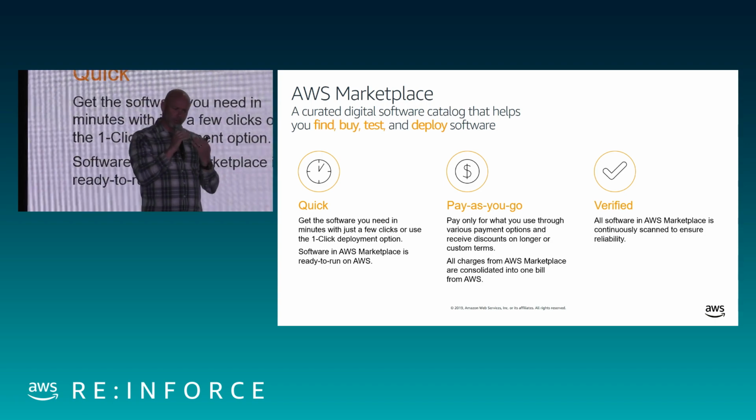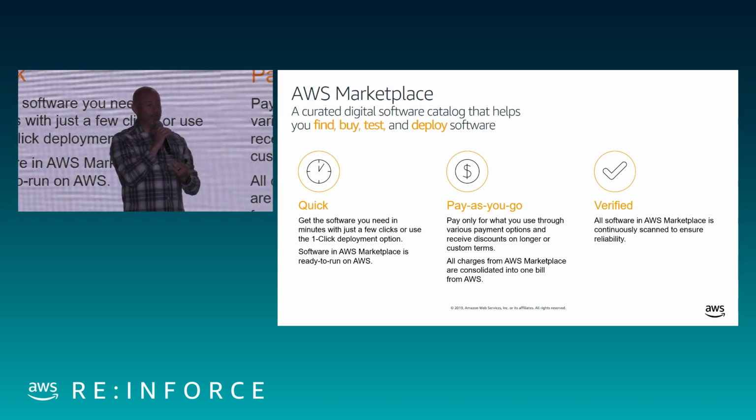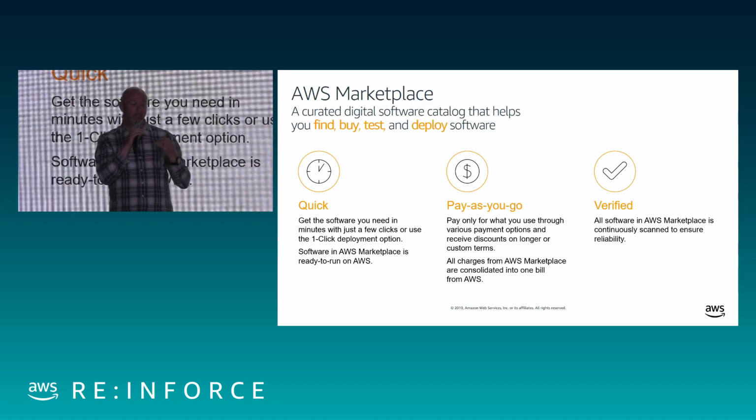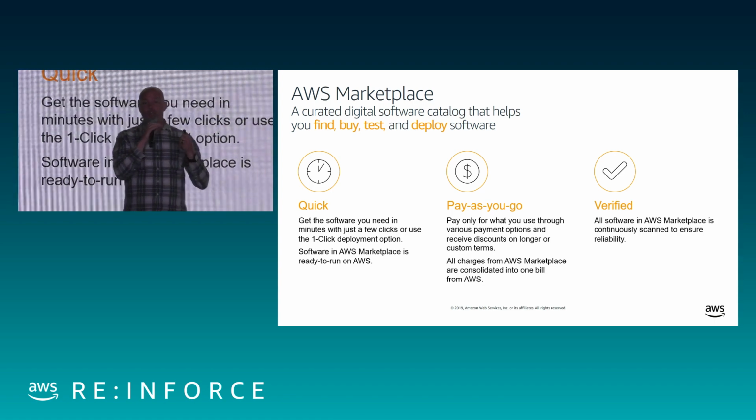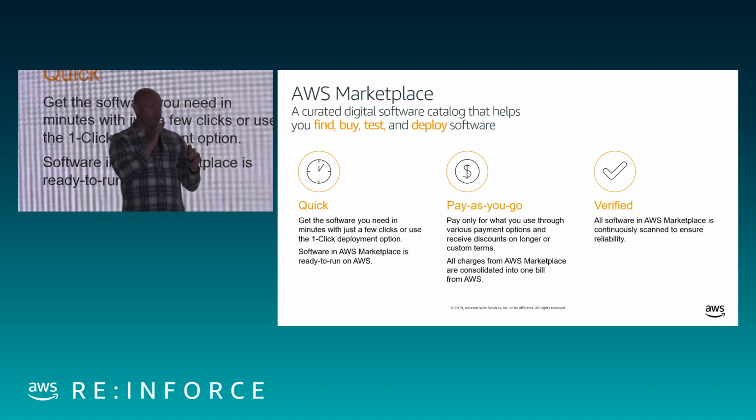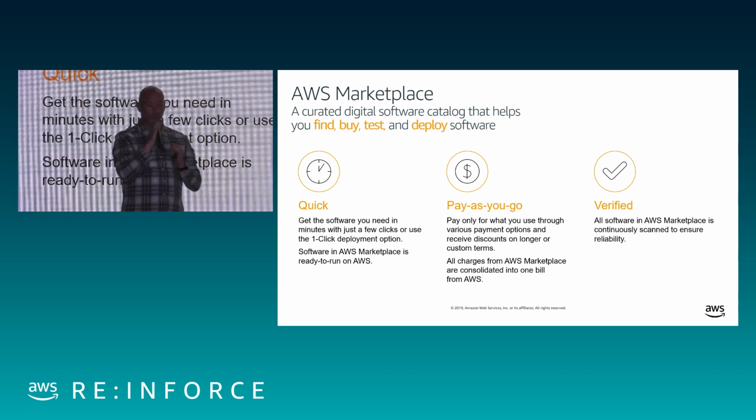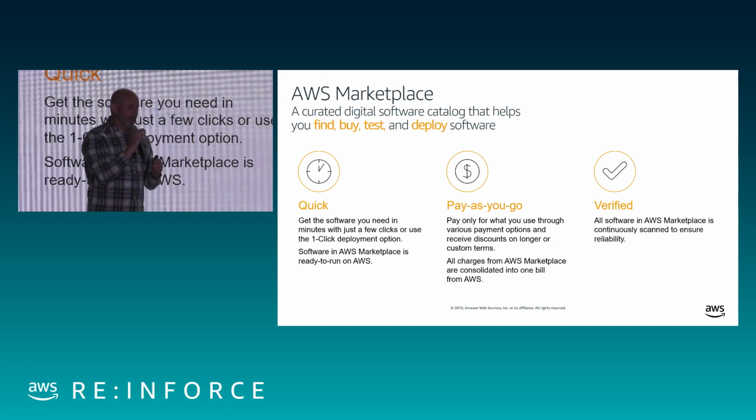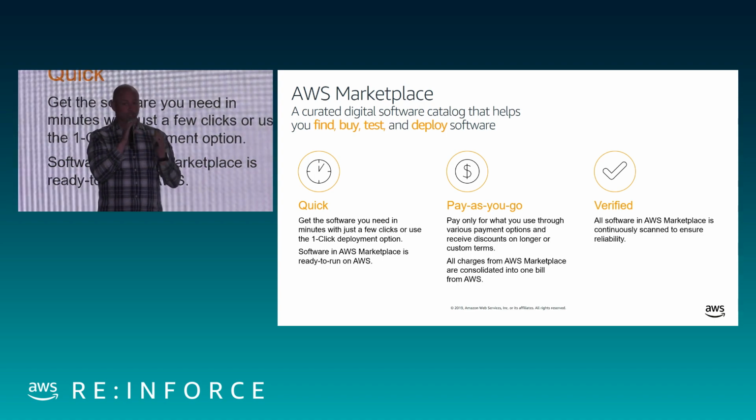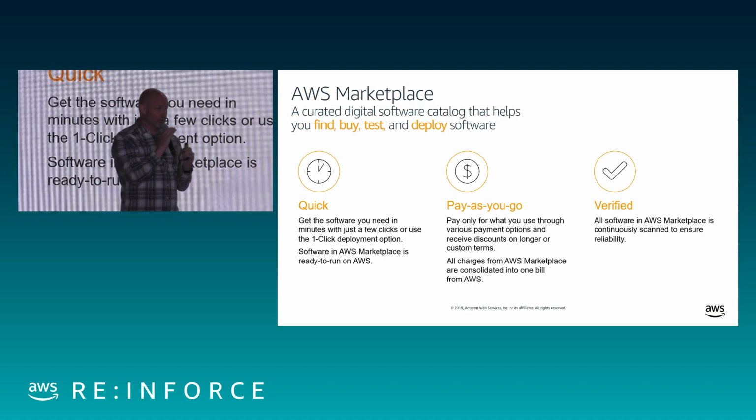We want software to be available to you the same way that AWS native services are available to you: quick, easy to deploy, pay as you go, verified. We spend a lot of time to make sure that everything in the catalog is clean, free from malware, not going to introduce exploits in your environment, and is available for you in your AWS bill in a section called software, just along with every other native service that you're paying for.